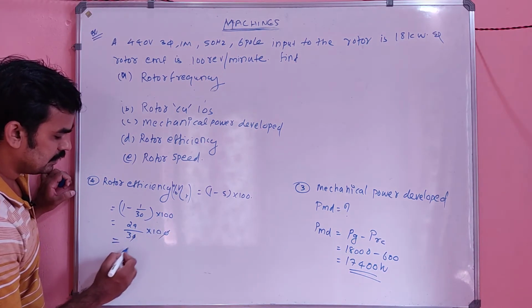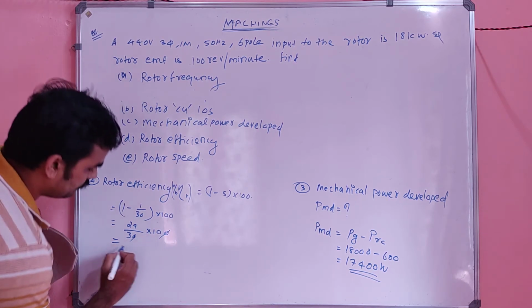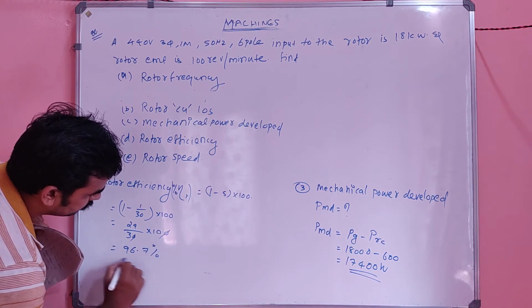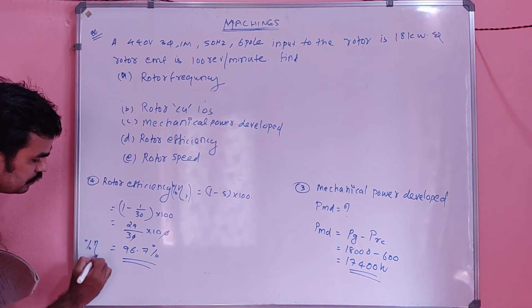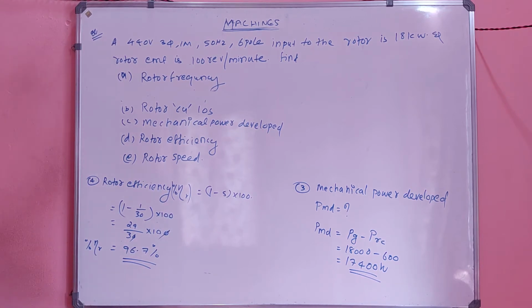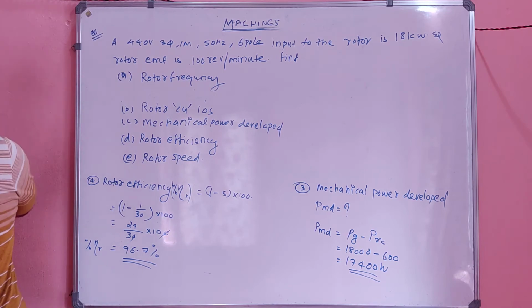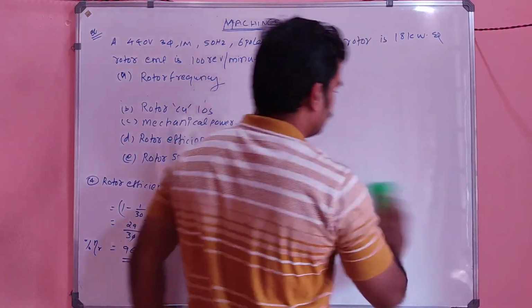So these zeros get cancelled. 29 by 3 into 10, you will get 96.7. So that is the rotor efficiency, the percentage efficiency of rotor. You can use 1 minus S for percentage efficiency of rotor. Okay. Next. What is the next question?